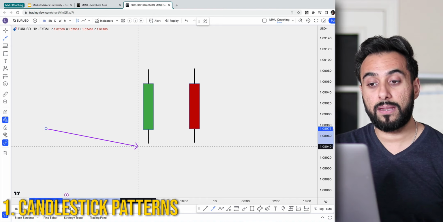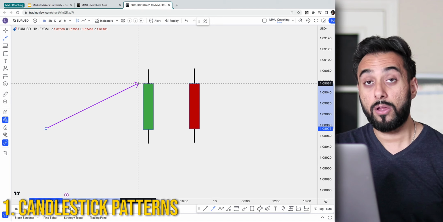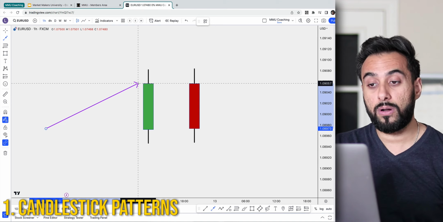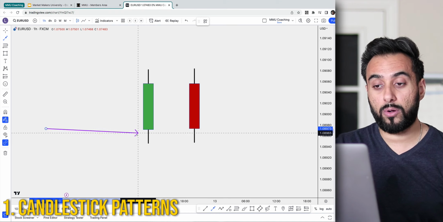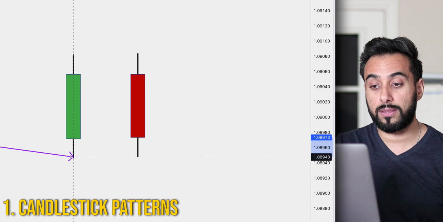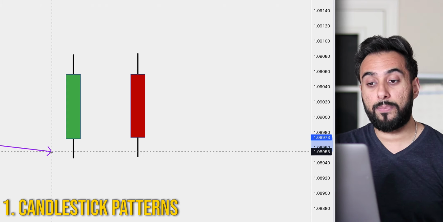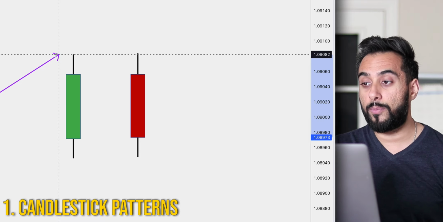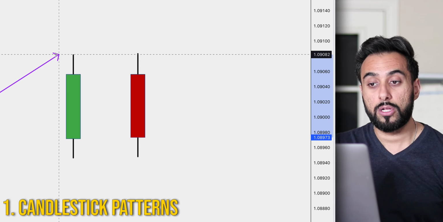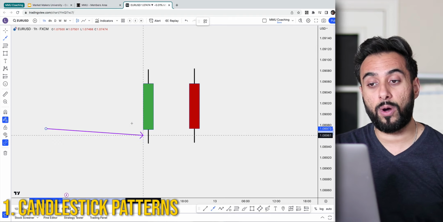Now, these wicks have significance as well. The wicks mean the price, even though it started right here and even though it ended right here, within that hour continued to be a little bit more volatile and actually pulled the low for that hour to this price, which is 1.08947, and it pulled the high during that one single candle at 1.09082. So this essentially tells you the story of the price movement within that 1 hour.